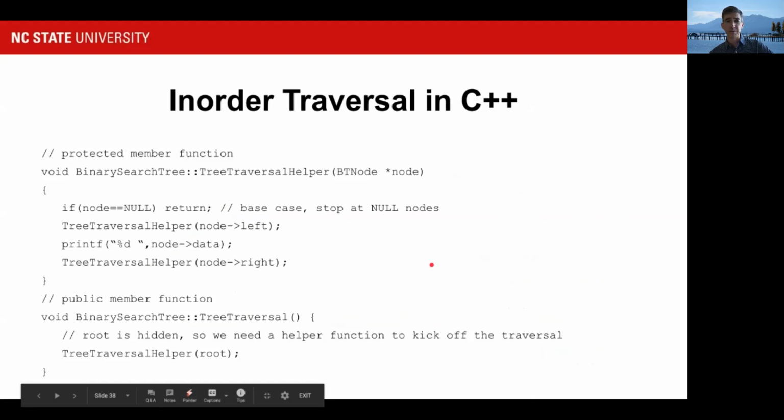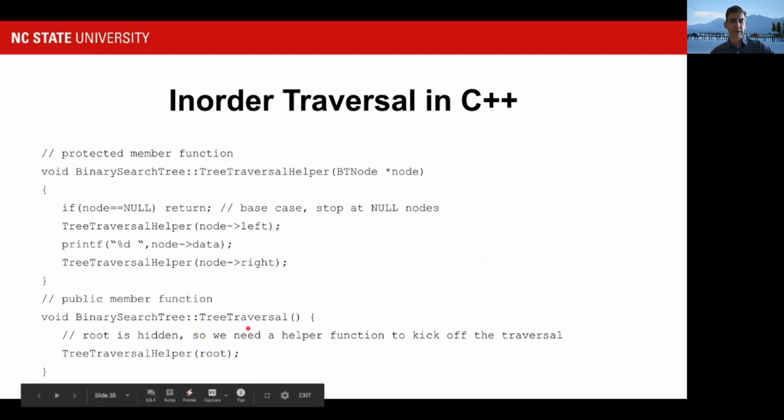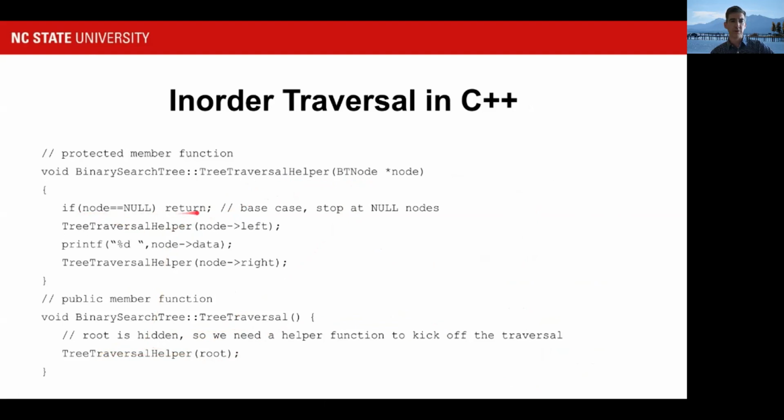If we wanted to do this in C++, it would look like this. Let's say we had that BT node object that we had before. We could pass the root of our tree into this tree traversal helper function. And then we would say if the node is null, we would just return. Otherwise, we call tree traversal helper on node left. And then after we do the left side, we just print out the value in this node. And then we would call tree traversal helper on the right side. And this would, in fact, enumerate all the nodes and print them out from smallest to largest.